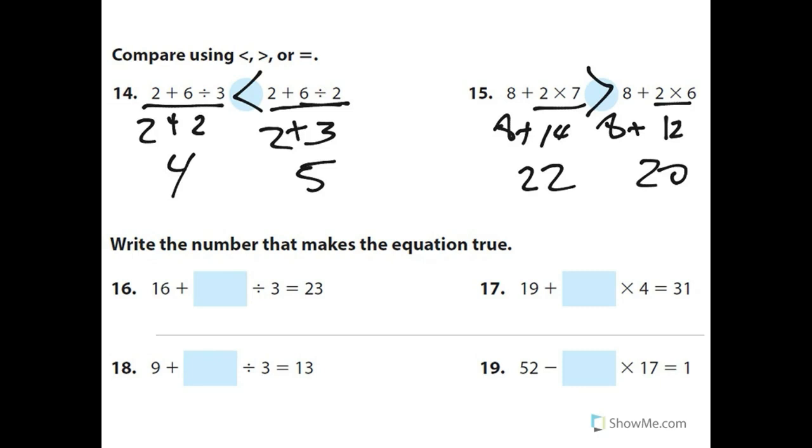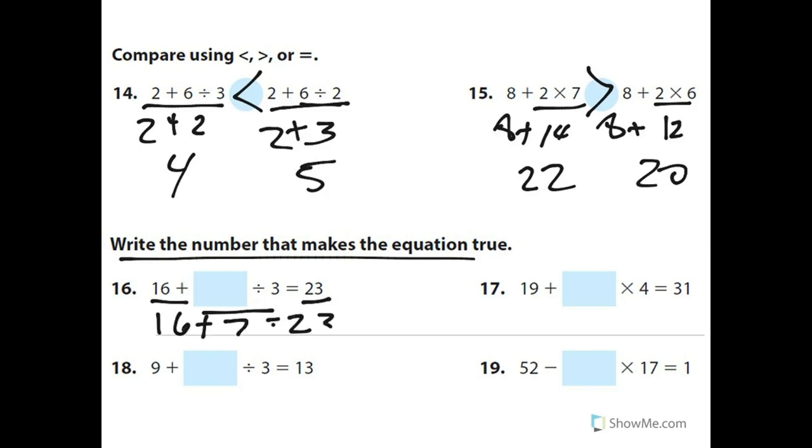Alright, so this next one may look a little hard, but I promise it's not as hard as you think. We're going to write the number that makes the equation true. So we've got to think, 16 plus something divided by 3 is 23. Well, I know that 16 plus 7 equals 23. Well, something divided by 3 is 7. 21. 21 divided by 3 is 7. 16 plus 7 is 23. Yeah, it takes a little thought, but we can do it.